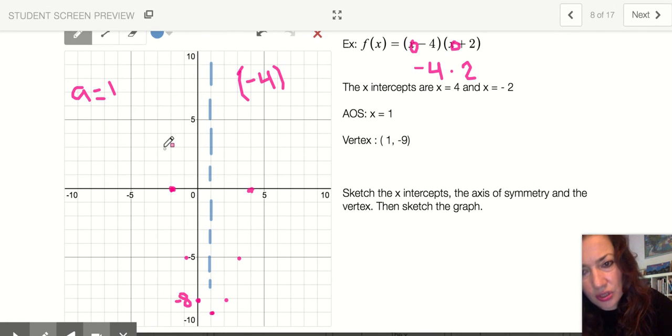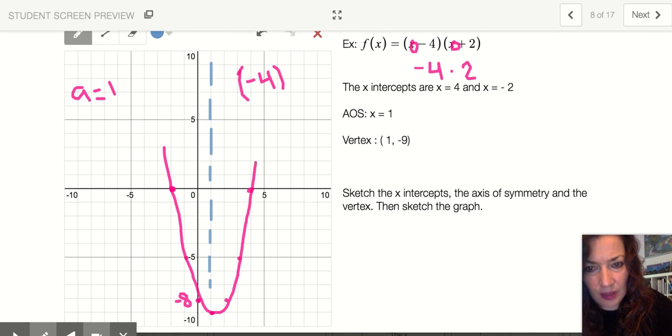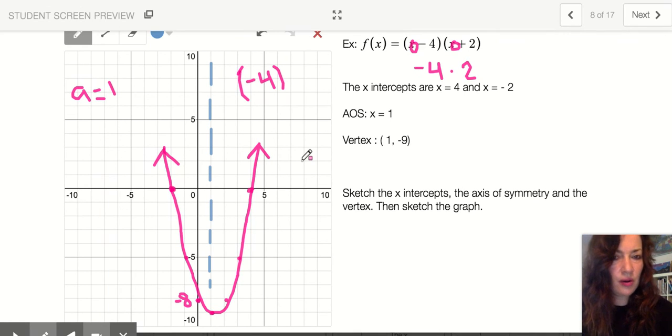All right, so now I'm just going to sketch the graph, make it a U-shaped graph as best as you can, round on the bottom, not V, and go through the points as best as you can. And I'm going to put arrows indicating that the graph goes on forever. All right, so I'm going to pause the video here and continue with the next slides in the next video.